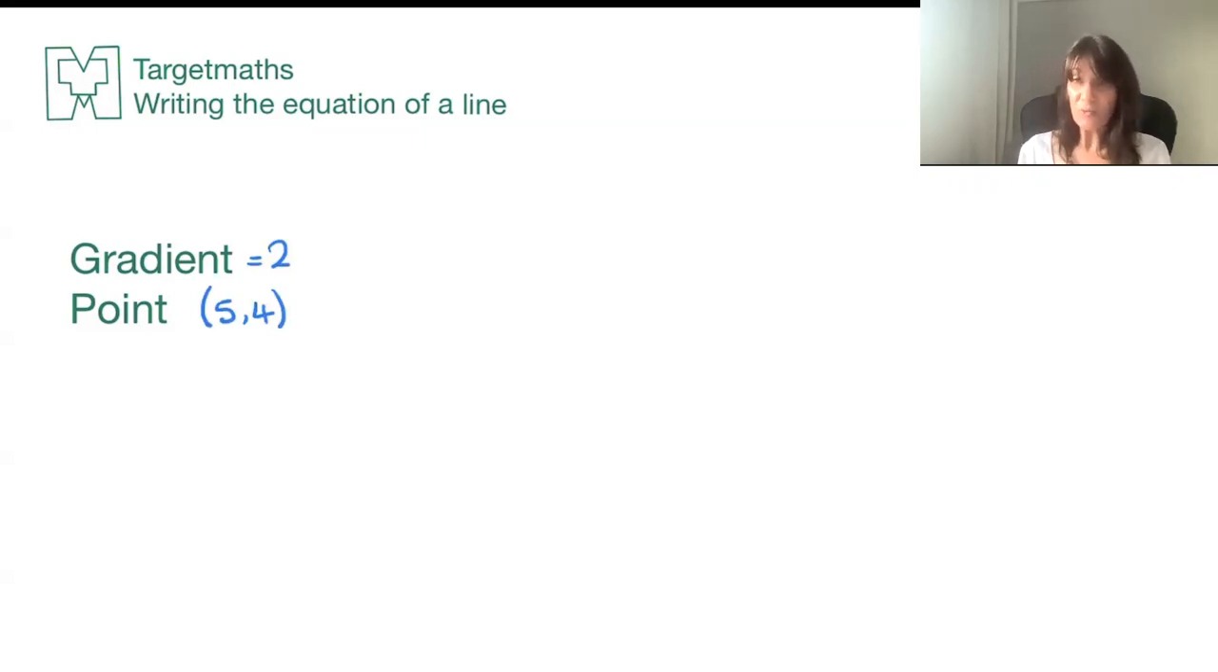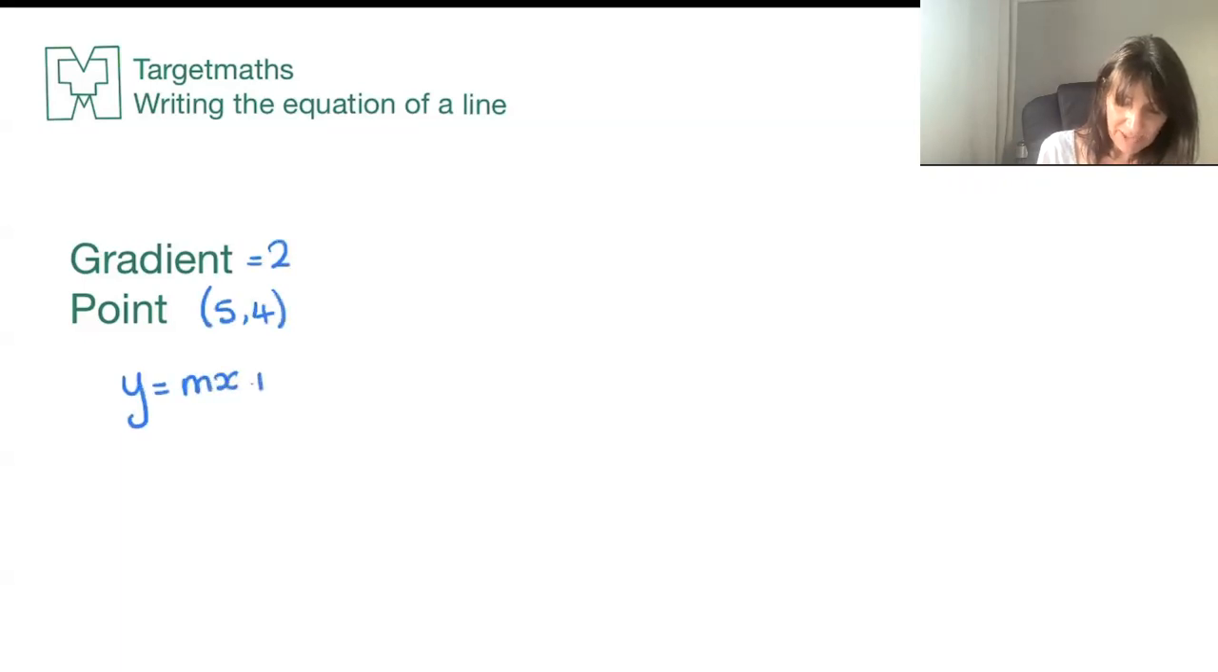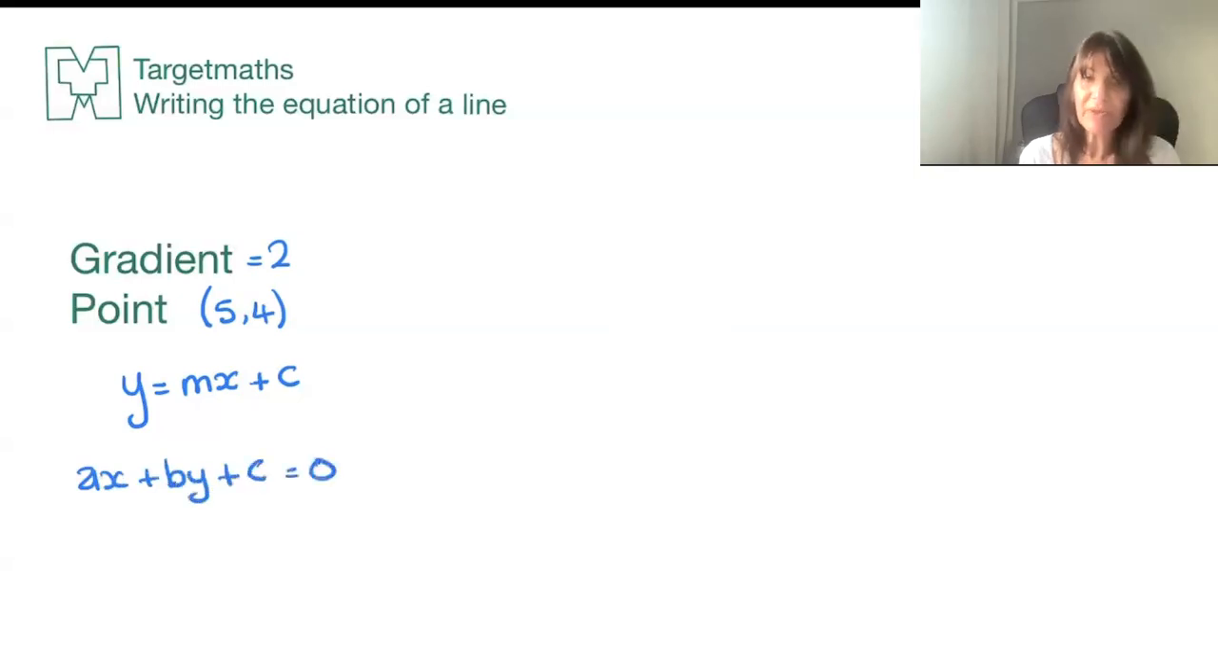Writing the equation is writing in the form y equals mx plus c. That's our general form that we use at GCSE level in the main. There is another form, which is ax plus by plus c equals 0. It is just a rearrangement. So this version, if you like, is a rearrangement of this one. We're going to just concentrate here. We're not going to do this, but I didn't want to leave this not mentioned at all.